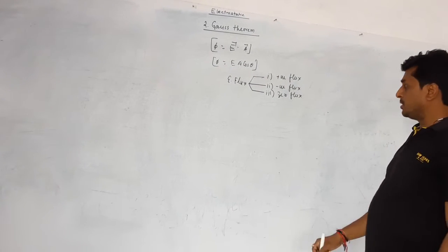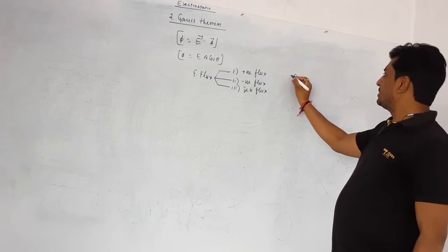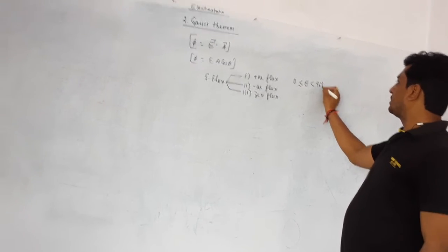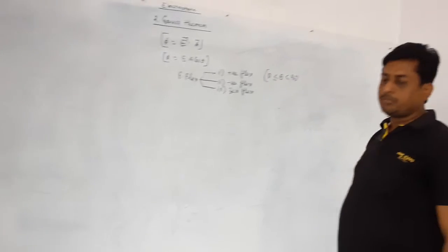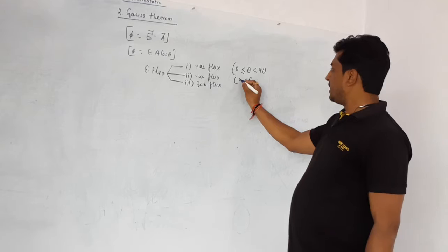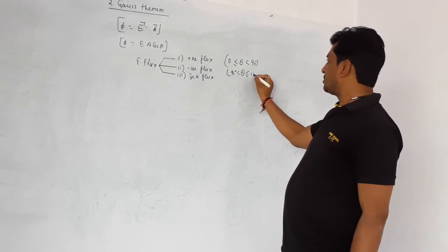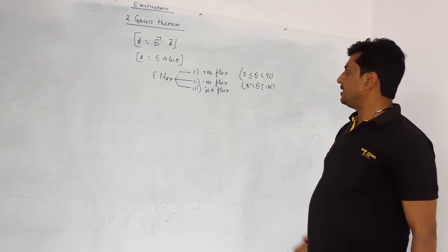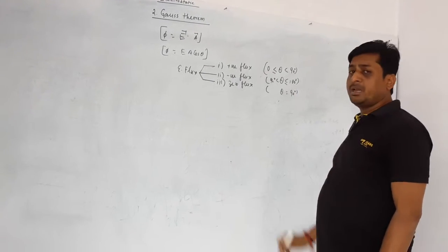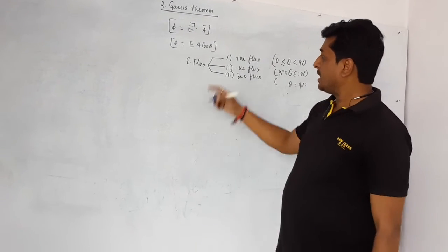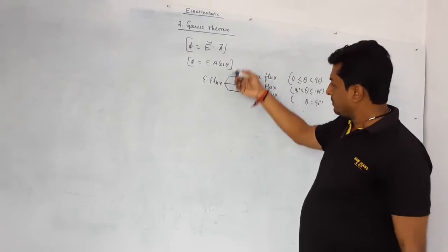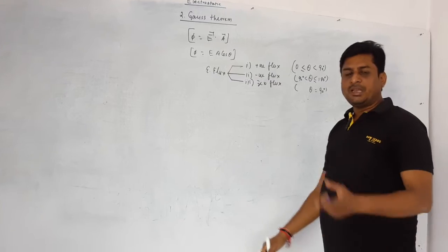Question is, when is it positive flux? When angle is greater than or equal to 0 and less than 90 degrees, then always flux will be positive. Negative, when angle is more than 90 but less than or equal to 180 degrees. And zero, when angle is exactly 90. Angle means the angle between the direction of intensity and area vector. So this is the overall concept of electric flux.